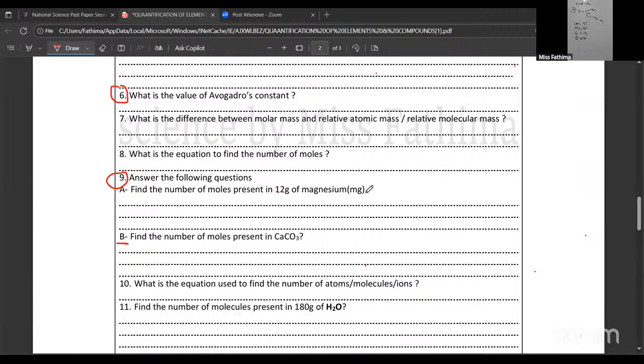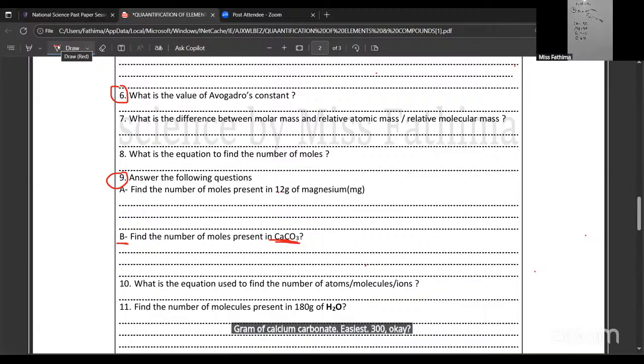For the 9B question, don't we need the mass? Oh, I have not given the mass. Give me a minute. Take the mass over here for this question as 300 gram of calcium carbonate is used. I'm sorry, I didn't notice that. Do it, children. We'll discuss in 2 minutes.